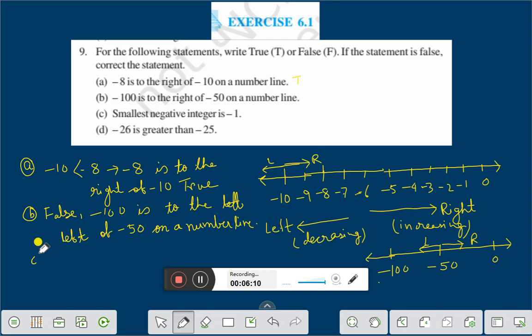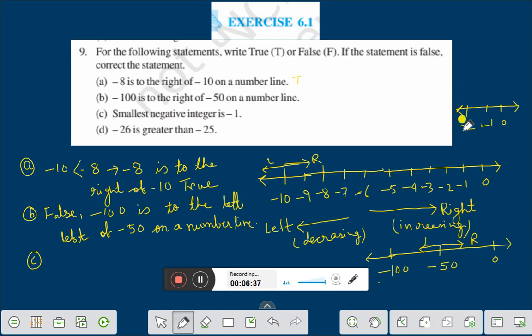Question number C is: the smallest negative integer is minus 1. Let us take another number line. Right, this is 0, this is minus 1, this is minus 2. The smallest negative integer is minus 1. No, this is not right.